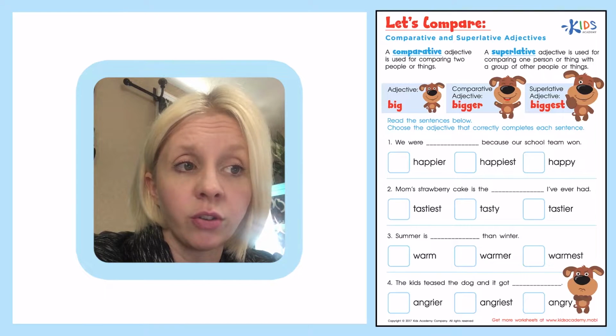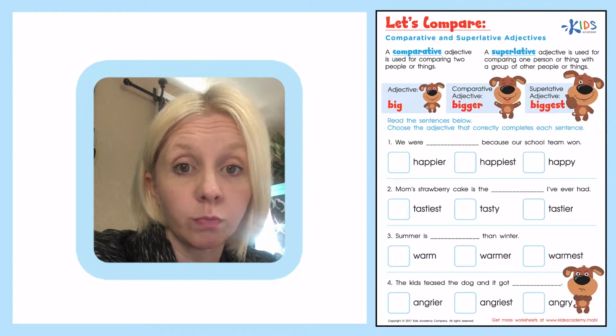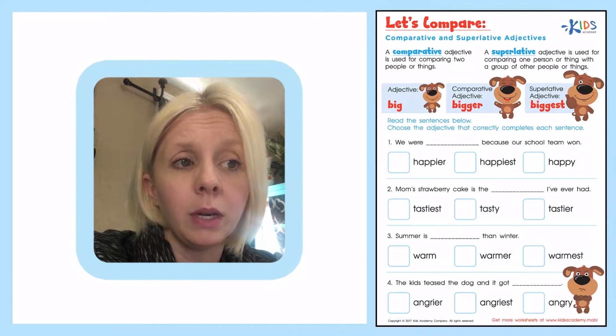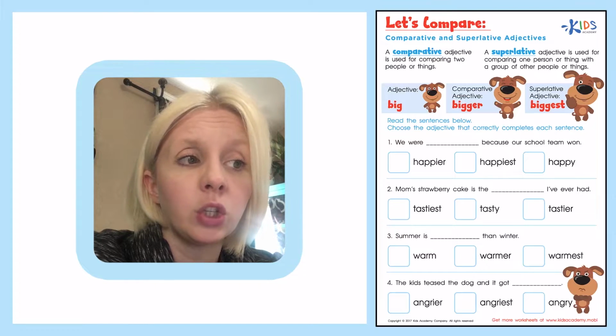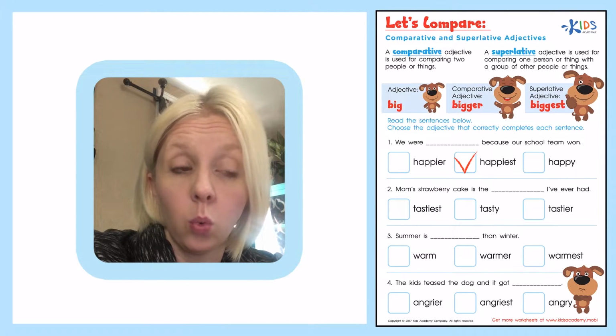Now I notice here that this says school team. A team is more than 2 people or more than 2 individuals. So that would be comparing against a group. So we were blank because our school team won. We would use happiest. We were happiest because our school team won.